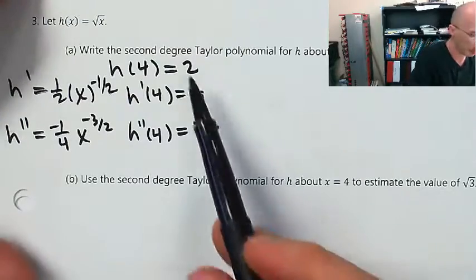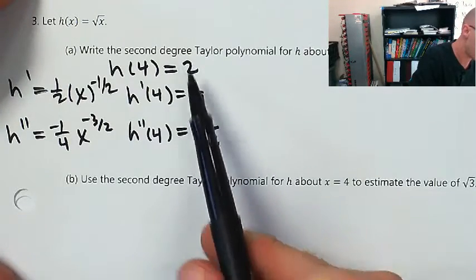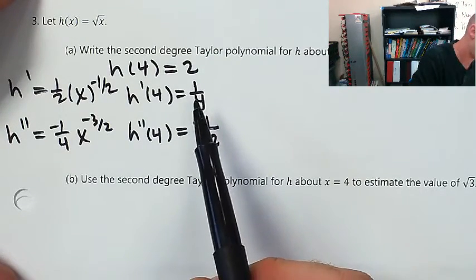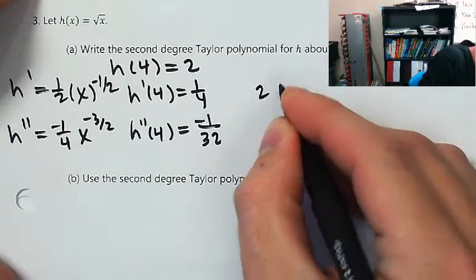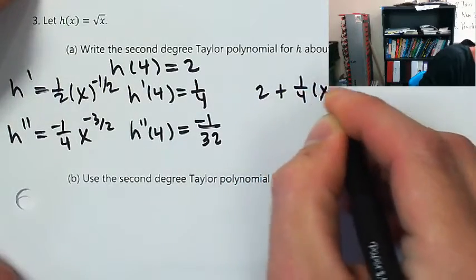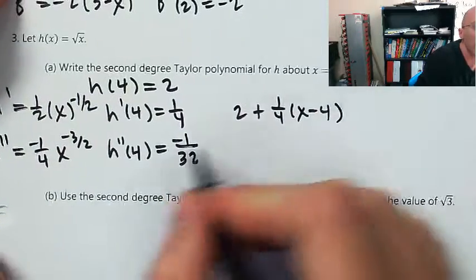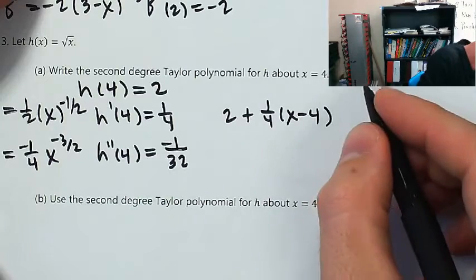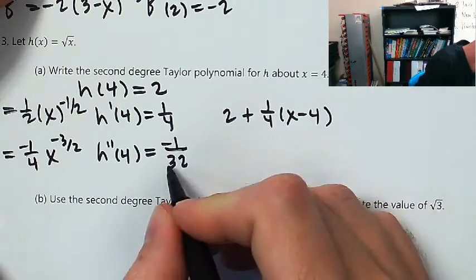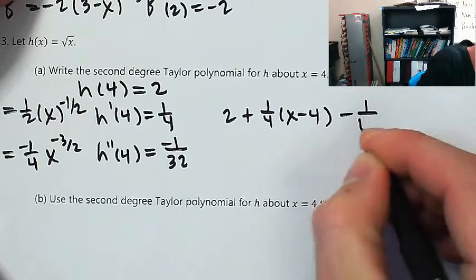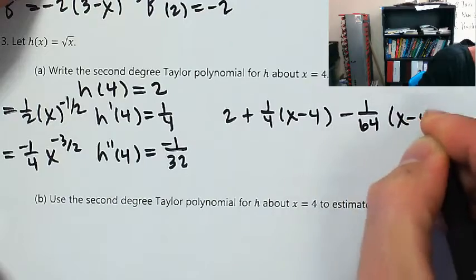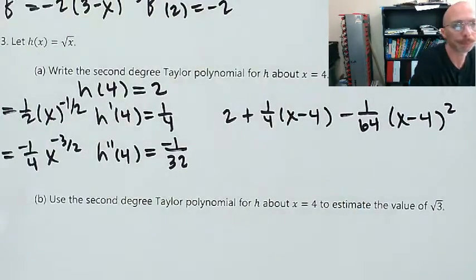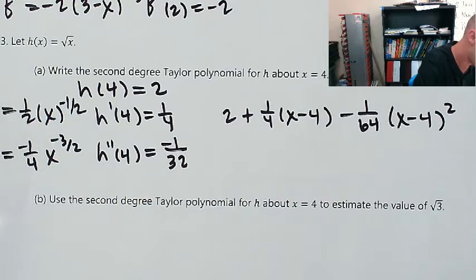All right, now if we're going to do this, it's going to be 2 plus 1/4 of x minus 4 minus 1 over 32 divided by 2 factorial. 2 factorial is 2, so I might just call that minus 1 over 64 times x minus 4 to the second power. Okay, yeah, that's the second degree polynomial.